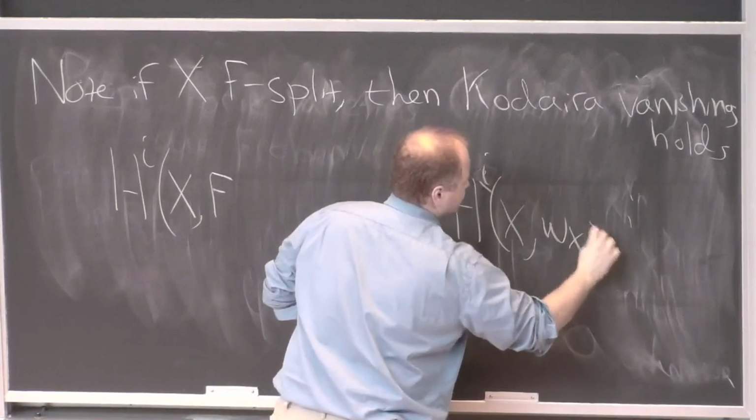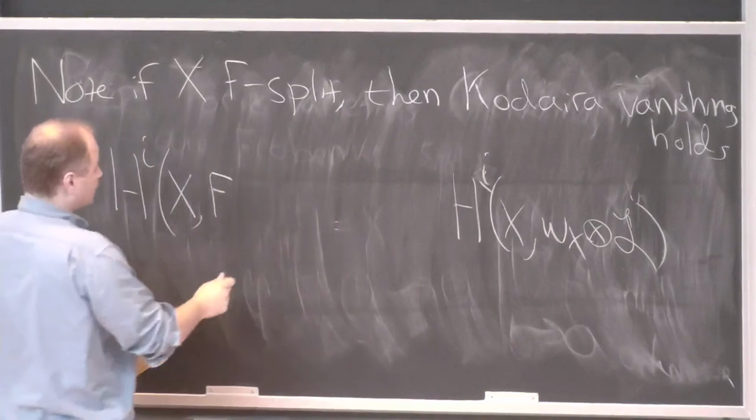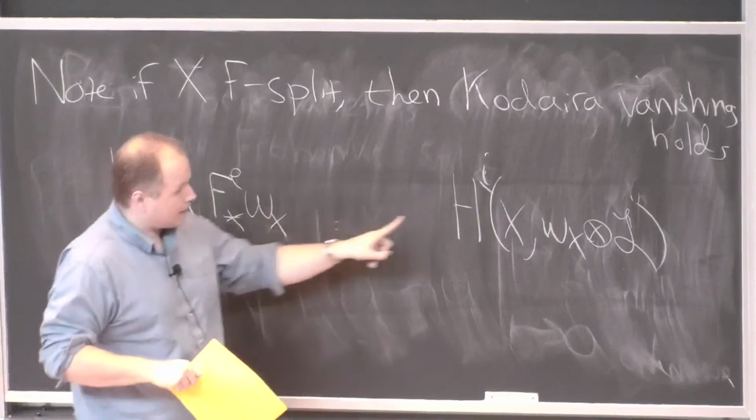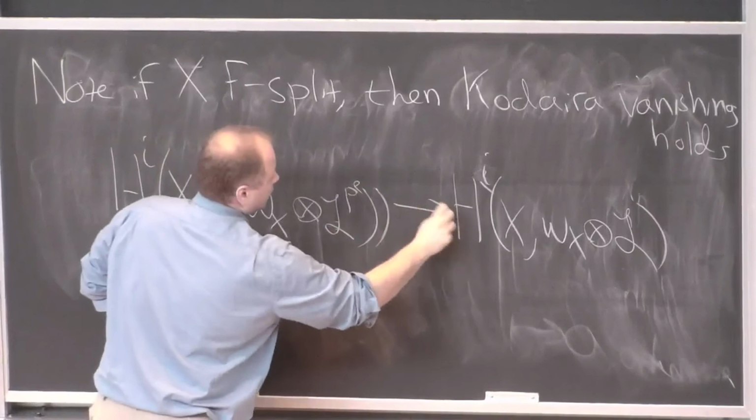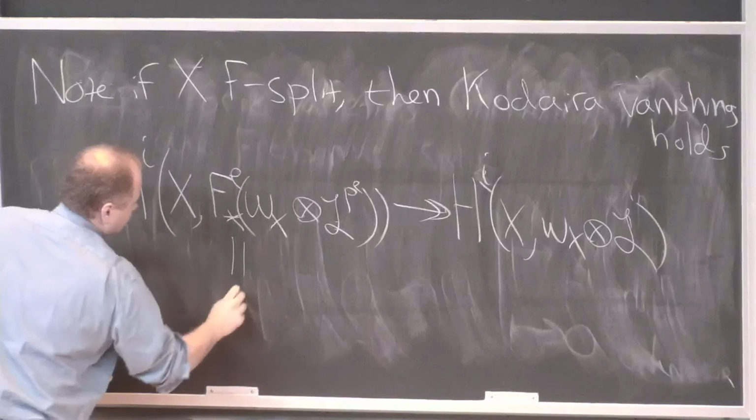That's my goal. And if I'm Frobenius split, then I have this split surjection from F^e_* omega_X to omega_X. And if I twist by an L, the Frobenius projection formula turns it into an L to the p^e. And now this is a split surjection. This is zero by Serre again. And so this is zero.